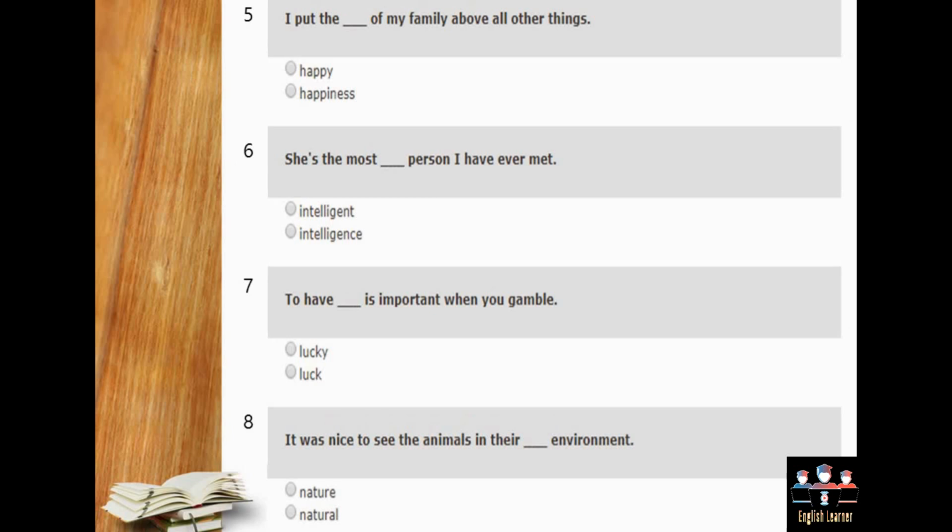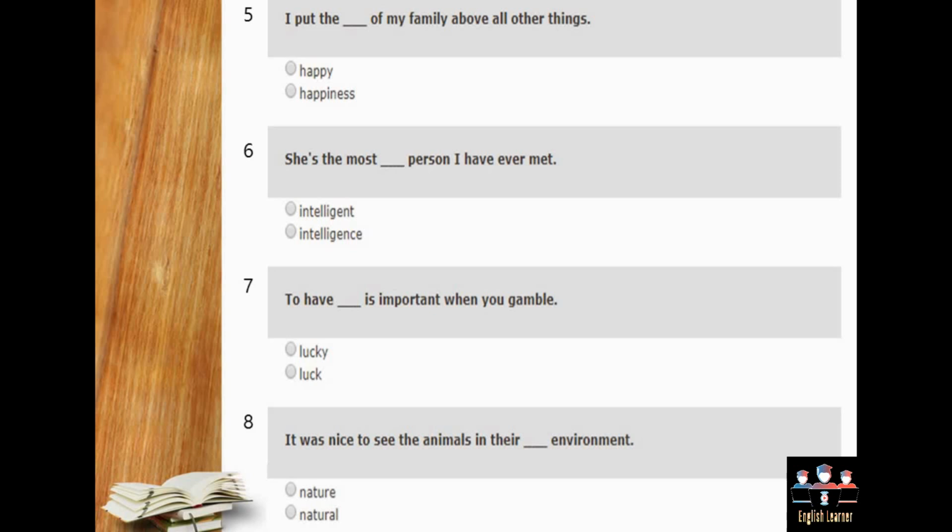Number 4. If you didn't do it, why do you look so dash? Option 1, guilty. Option 2, guilt. Number 5. I put the dash of my family above all other things. Option 1, happy. Option 2, happiness. Number 6. She is the most dash person I have ever met. Option 1, intelligent. Option 2, intelligence.